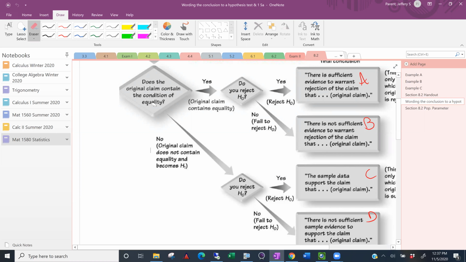Okay. Let's take a look at the first decision right here. Does the original claim contain the condition of equality? No. So that brings us down here on this branch. Do you reject H naught? Yes. So that brings us to this branch, and we should use C as the model for our conclusion. So just copy it down exactly. I love the way that he's worded this, and he's made it very, very easy for you to try and get these conclusions right. So the sample data support the claim that.